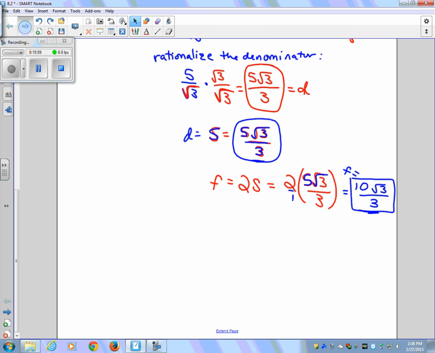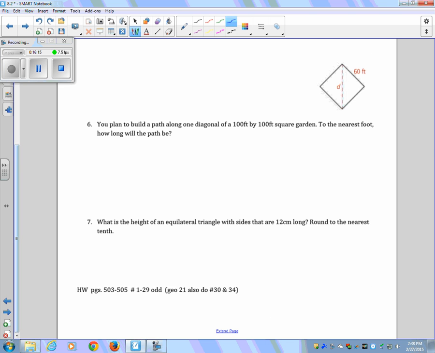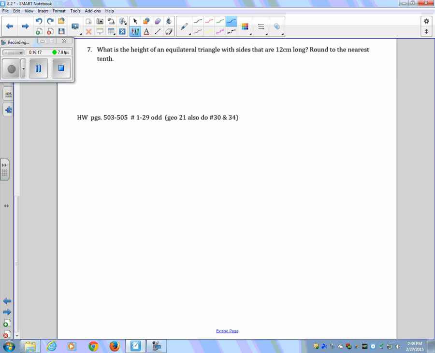Okay, let's look at the next page. What is the length of the hypotenuse with legs of 5 root 3? So this is more practice of the same kind of thing. I'm going to actually save this stuff for class tomorrow, I think. What I want you to work on when you come to class tomorrow, make sure that you know what these two memorized special right triangles are.